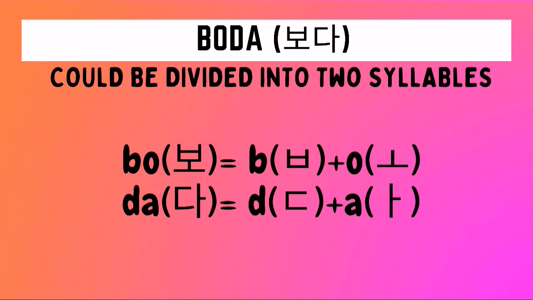Now, how do we spell 보다 in Hangul? Let's start with the first syllable. To be able to write the syllable 보 in Hangul, we need to draw first a 비읍 character followed by an 오 character. And then for the second syllable 다, we need to draw first a 디귿 character followed by an 아 character. And then, we just have to combine the Hangul for each of the syllables to form the Hangul of the word 보다.